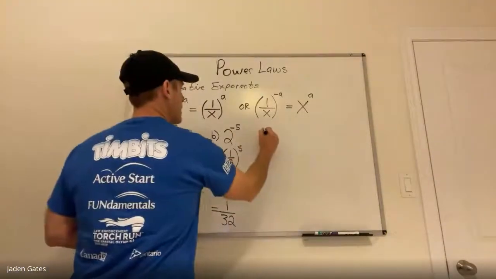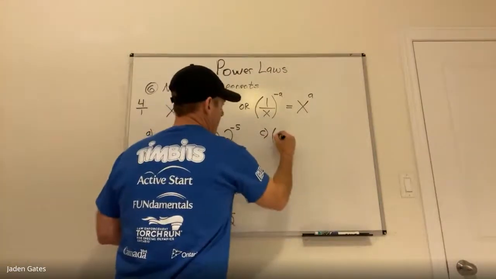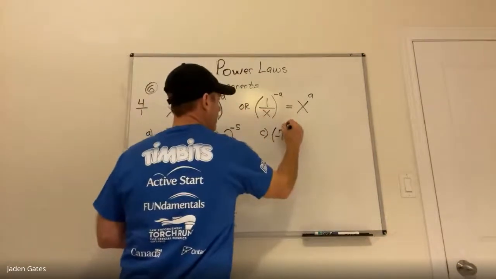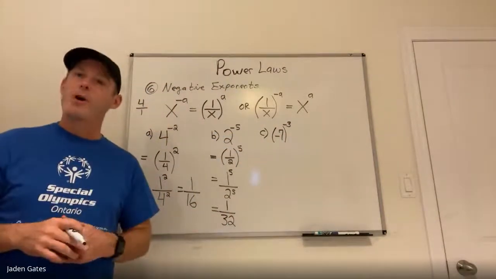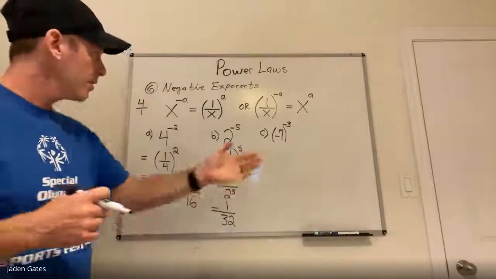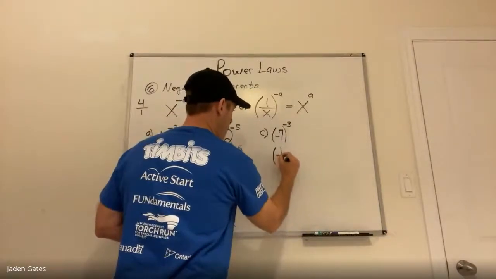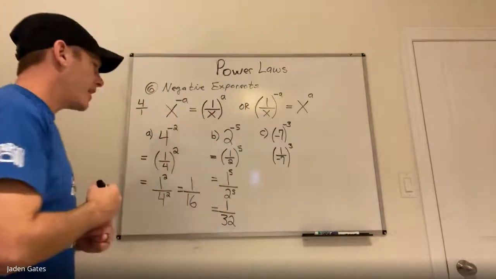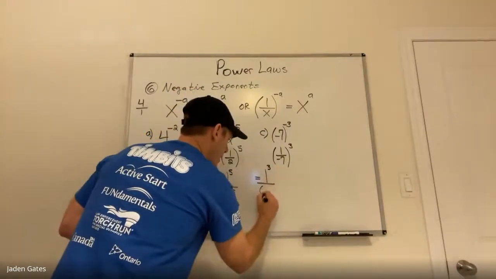All right, C. See, we switch it up a bit here. Negative 7 to the power of negative 3. So now we got a negative base and a negative exponent. But again, I want to get rid of that negative exponent, so I'm going to flip the base and have my exponent turn to positive. So I'm going to have 1 over negative 7 to the power of 3. Again, I'm going to apply that exponent to both the numerator and the denominator.